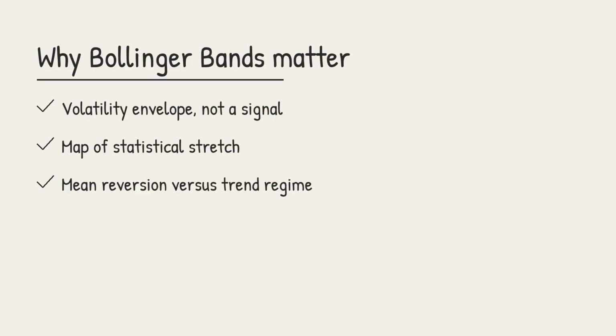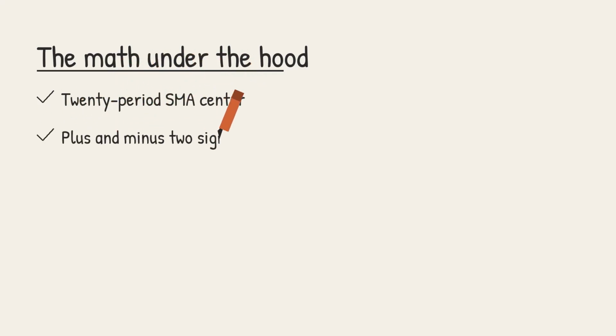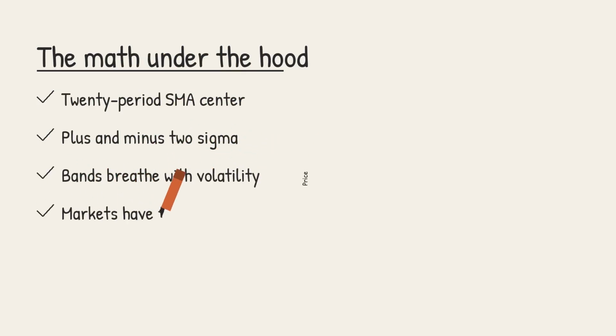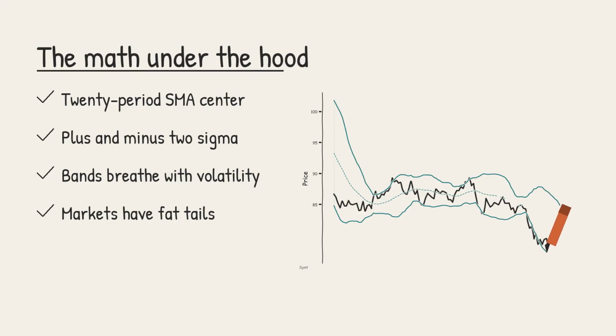The middle band is typically a 20-period simple moving average. The upper and lower bands sit two standard deviations of the same 20 closes above and below it. Because standard deviation is recomputed every bar, the bands breathe with realized volatility. If returns were normally distributed, roughly 95% of closes would fall inside. Markets are not normal, they have fat tails, so closes outside the bands are common and meaningful, but never rare enough to trade blindly.